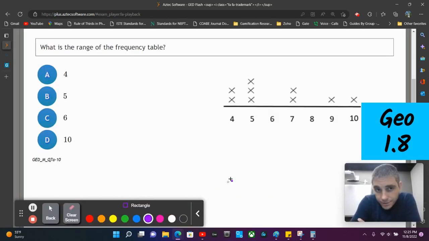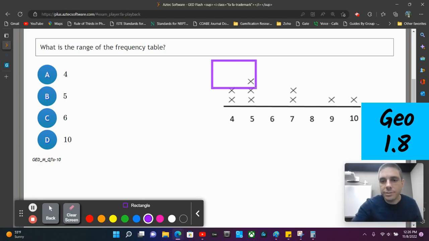What is the range of the frequency table? Okay, if you know what range is referring to, this could be a 10-second question. Range is often used along with the other data analysis terms like mean, median, and mode. But it's measuring something much different than mean, median, and mode would measure. Basically, range is measuring how far spread out the numbers are. And to make that calculation, you need 2 numbers of the data set. You need to know what the largest number is, and you need to know what the smallest number is. And then you subtract those numbers, and you have your range.